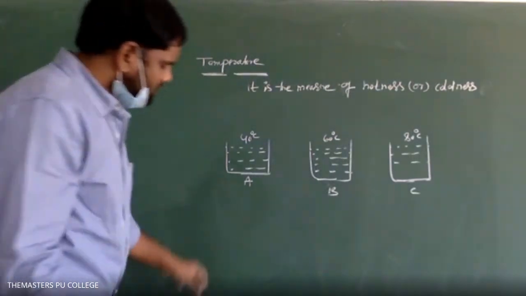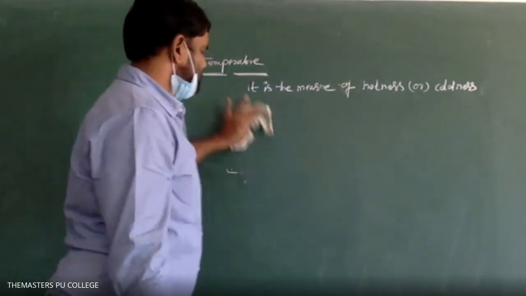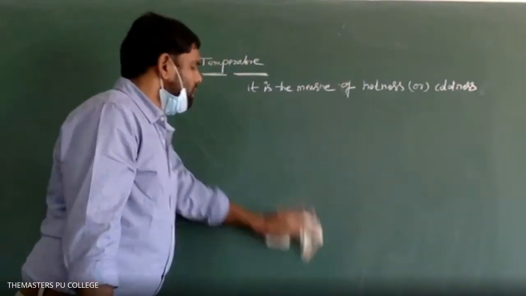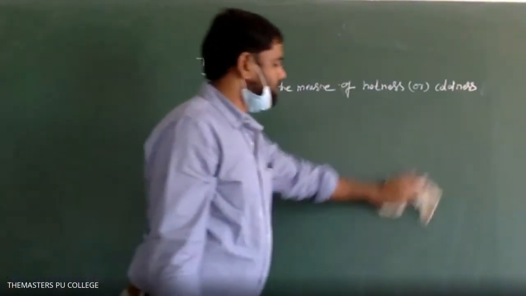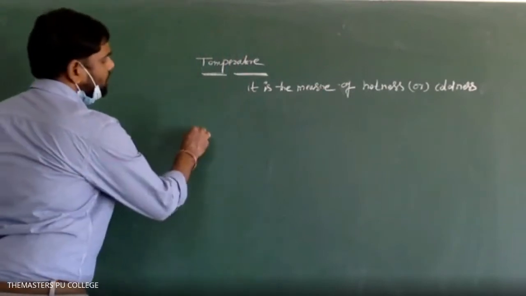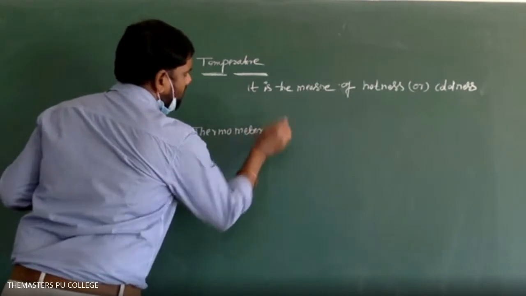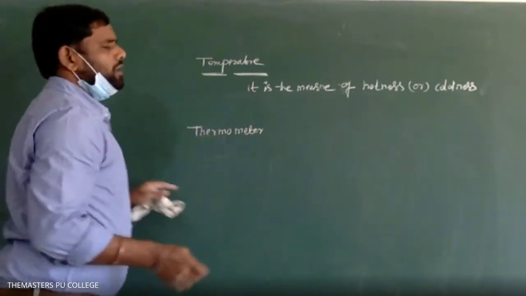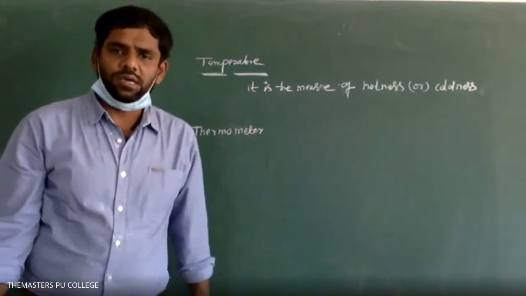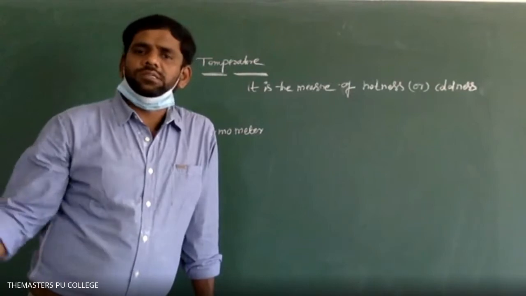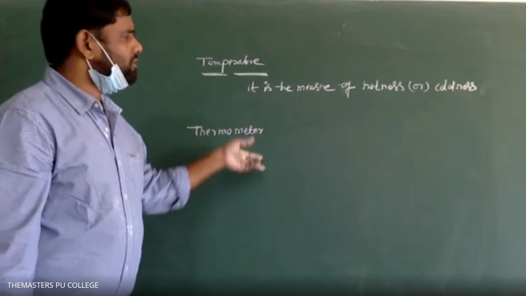Is temperature a scalar or vector quantity? Temperature is a scalar quantity. How can we measure the temperature? We need an instrument to measure the temperature. That instrument is known as a thermometer. We have different types of thermometers: liquid thermometers, gas thermometers, and resistance thermometers. Let us see one after the other.